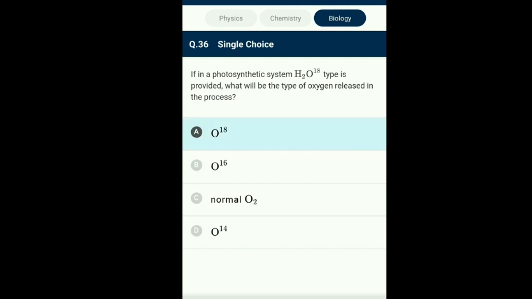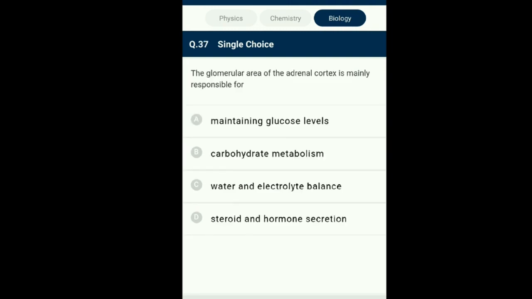Question number 37. The adrenal cortex is mainly responsible for the... The adrenal glands on the kidneys produce a variety of hormones. The adrenal gland is divided into two parts, adrenal cortex and adrenal medulla. Cortex is further divided into zona glomerulosa, zona fasciculata and zona reticularis. Zona glomerulosa is the outermost layer and is responsible for the production of aldosterone, that is mineralocorticoid, which maintains electrolyte and water balance in the body.